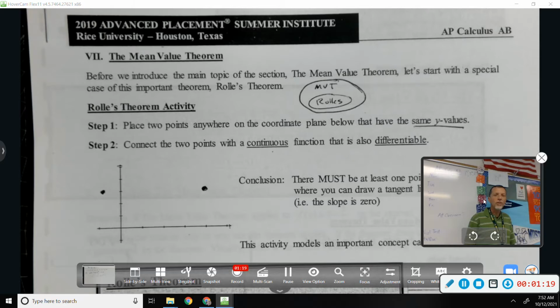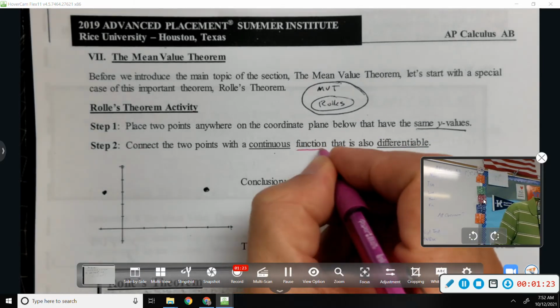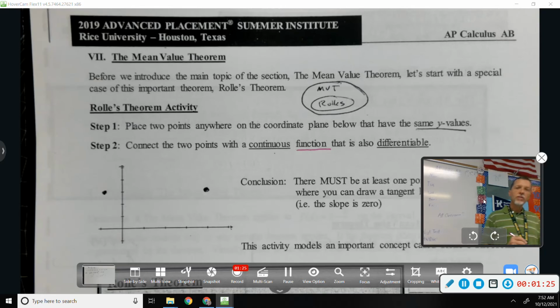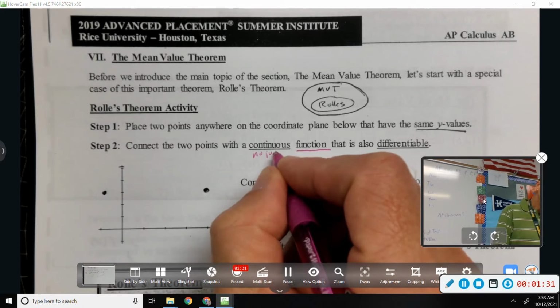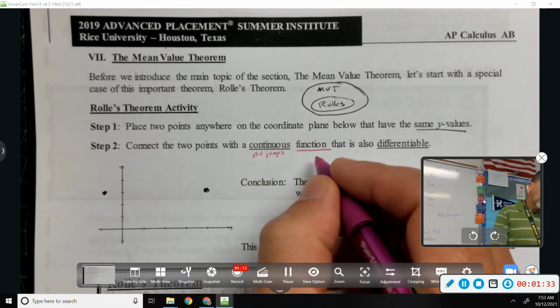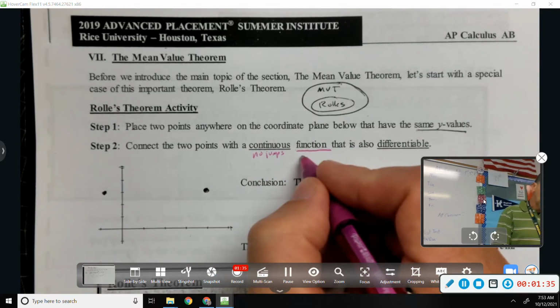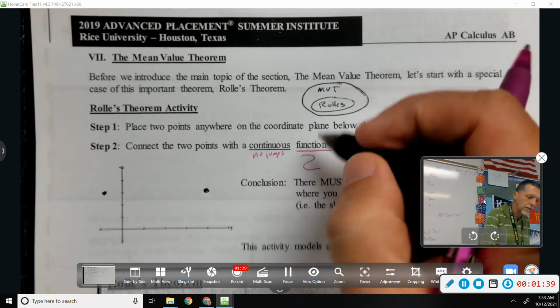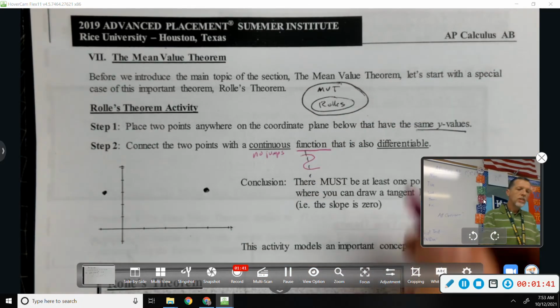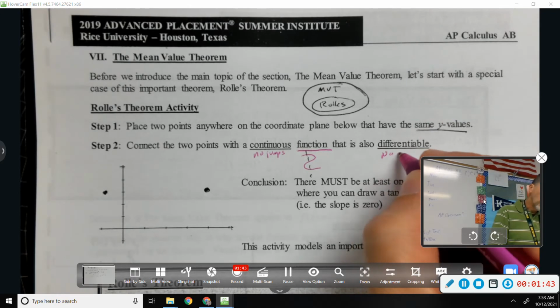Connect the 2 points with a continuous function that is also differentiable. Continuous means no jumps, no asymptotes, no holes. Function means the vertical line test, right? So you can't double back on itself and not have it be a function. Differentiable means no cusps.